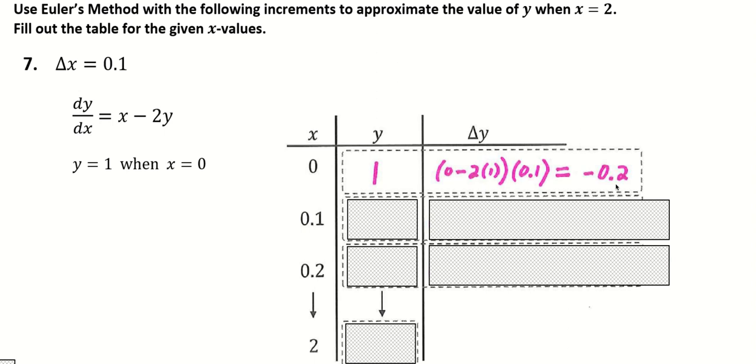And again, maybe I'll also say this as a reminder. This is the change of y. It's not your new y. It's your change of y. So y goes from being this, with that change, it ends up being 0.8. And then you just rinse and repeat a couple more times.